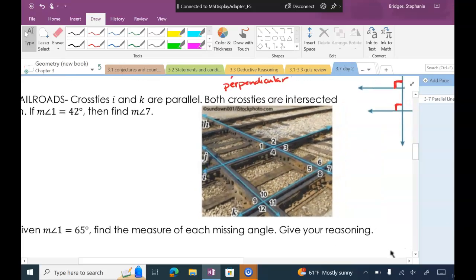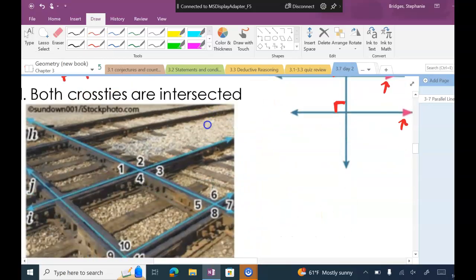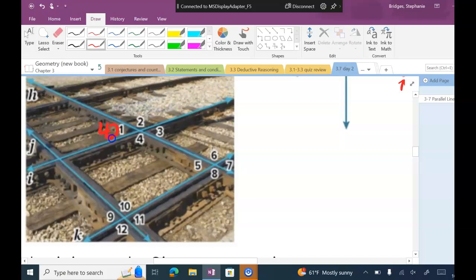It says the measure of angle 1 is 42 degrees. Here's angle 1. Does everybody see my 42 degrees that I just wrote? Okay. It's wanting us to figure out what angle 7 is. So what I need to figure out is 1 and 7.